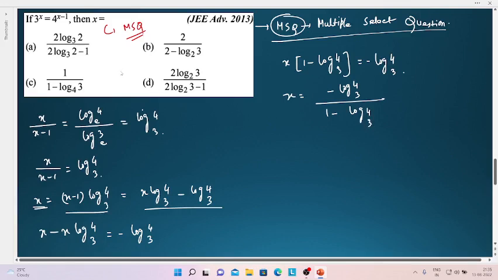So let me check, is there any option? There is no option related to that part, right? If I multiply the numerator and denominator by a negative sign, it will be log 4 base 3 upon log 4 base 3 minus 1, right? So let me again check, is there any option? No, there is no option.